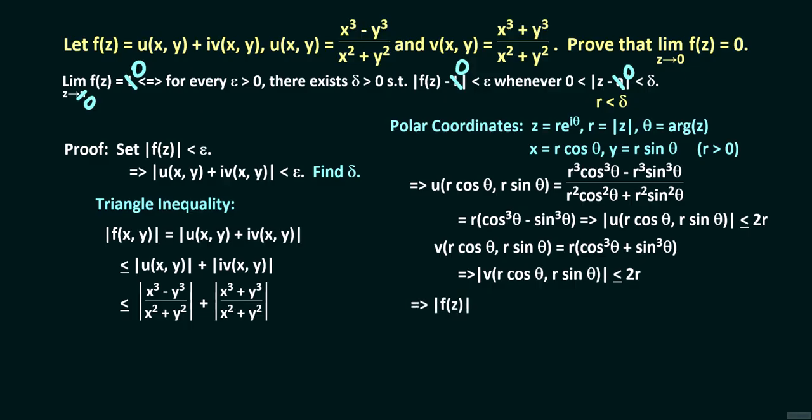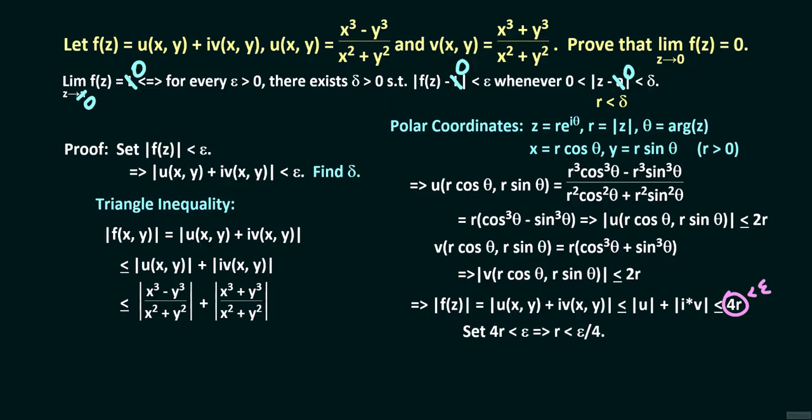The absolute value of f of z equals the absolute value of u plus I times v, which is less than or equal to the absolute value of u plus the absolute value of I times v, which is less than or equal to 2r plus 2r, or 4r, so that the absolute value of f of z is less than or equal to 4r. If 4r is less than epsilon, then so will the absolute value of f of z by transitivity. So we set 4r less than epsilon so that r is less than epsilon over 4.